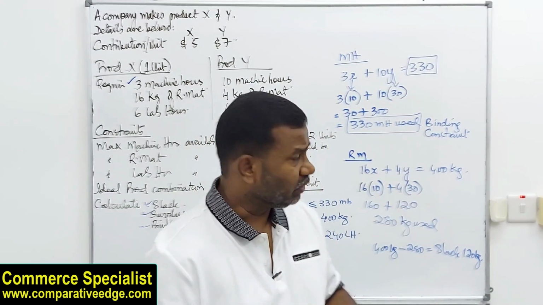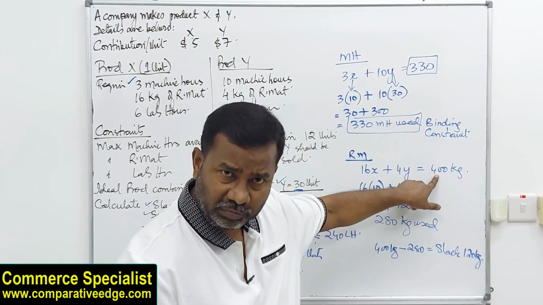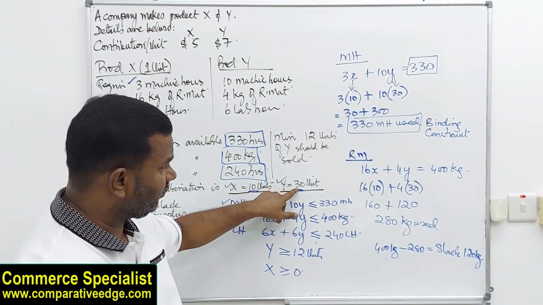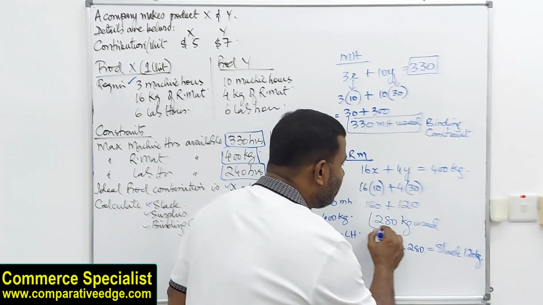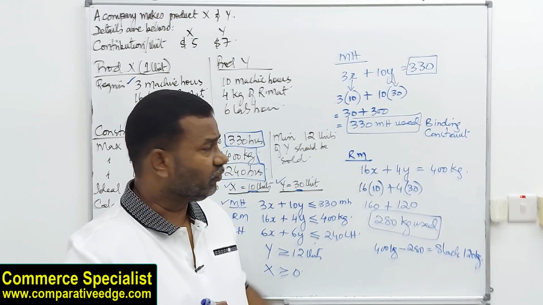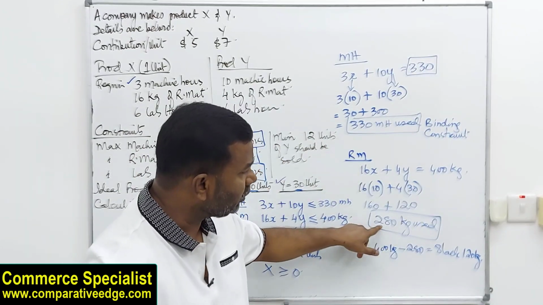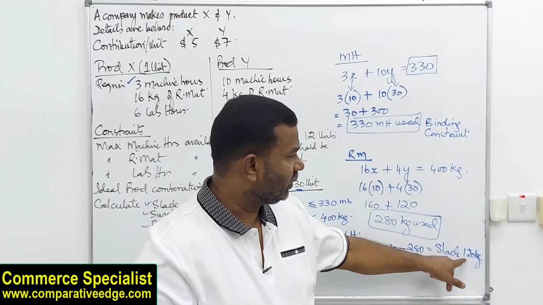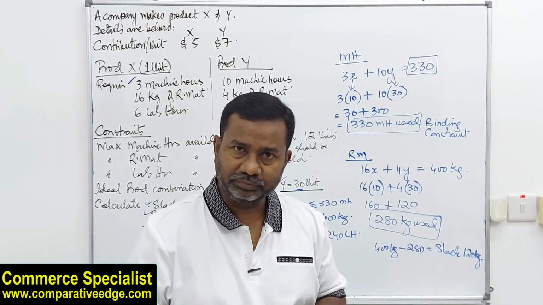Slack here means though you had 400 kilograms available, in order to make your ideal combination of 10 units of X and 30 units of Y, you ended up using only 280. So 400 kilograms were available, you used only 280. So how much you're left with is known as slack, and you're left with 120 kilograms.